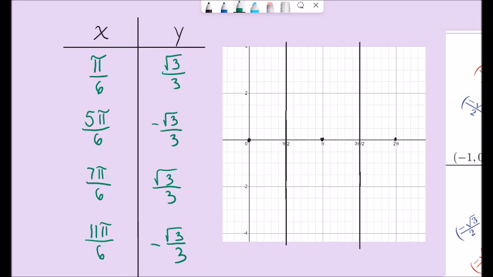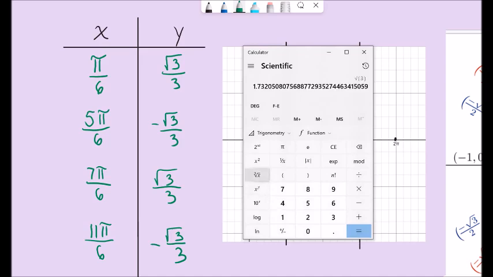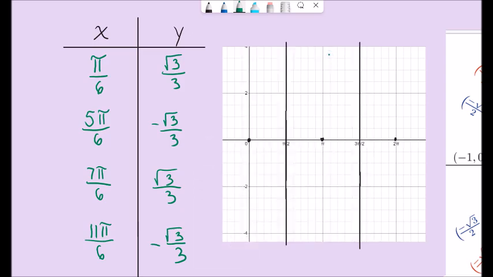Now let's graph these, but before we do, let's figure out what the decimal value is here. That'll be a little easier. That's root 3 divided by 3. A little more than a half, so about 0.6. So on this line, we'll start with pi over 6, which will be about a third of the way over. And of course, it's not done nicely like that. But it should be a little more than a half, so probably right about here.